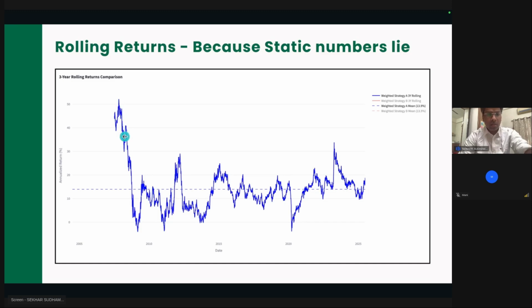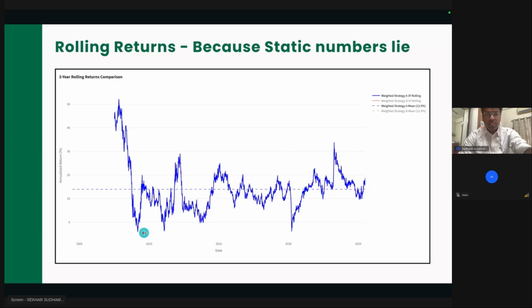Then it started to correct during the GFC crisis, and since then it has been range bound, anywhere between 0 to 20%. On average, if you see the dotted line, this is around 13% or 14%. So this is what our Nifty 50 has given in the last 20 years. There are some periods of exuberance, there are some periods of underperformance, but on average, this is the mean performance of a 3-year rolling return of Nifty 50.